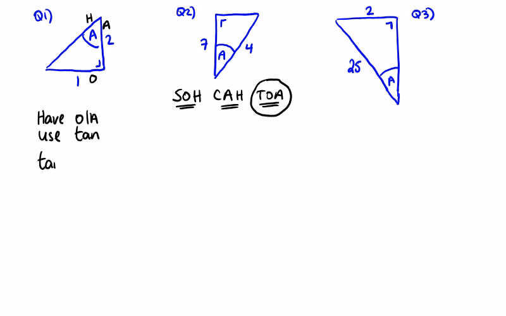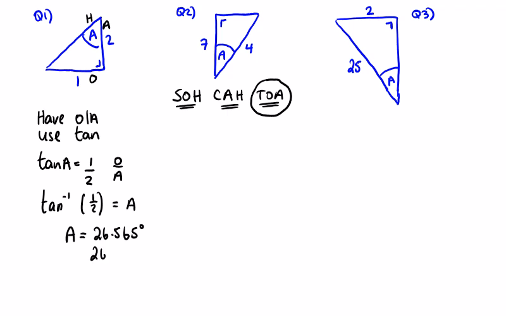So the tan of A is equal to, off to the side, O over A. The consistency is the key in maths. So 1 over 2. So the inverse tan of 1 over 2 is equal to A. Typing this into our calculators, A is going to give us 26.565 degrees, which will be 26.57 degrees, or 26.6 degrees, or 27 degrees.